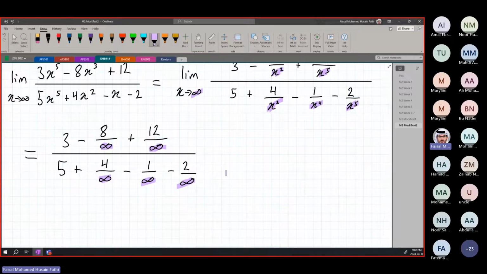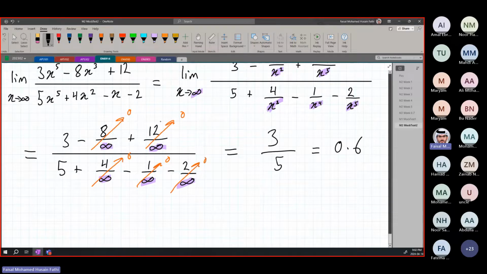And remember, any number over infinity is equal to 0. So we know that all of these values are going to be going to 0, 0, 0, 0, 0. So it is equal to 3 divided by 5, which is equal to 0.6. And this is your final answer.